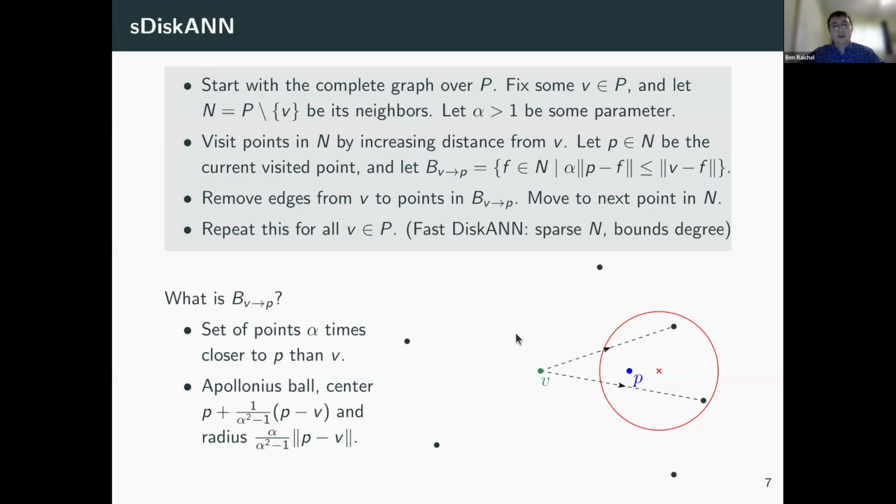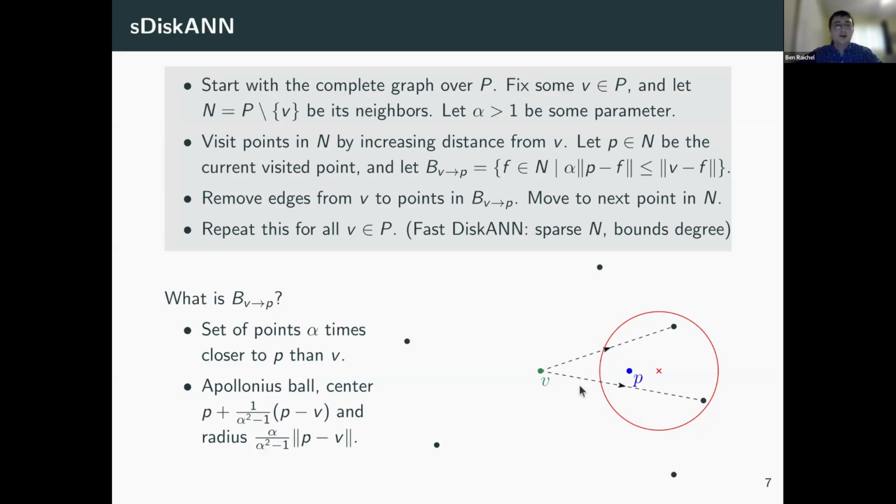Let me remark, at a very high level, what the difference is between the fast DiskANN that's used in practice and the S-DiskANN, which I just described. I'm not going to go into the full details of fast DiskANN because it's a little complicated and it has some optimizations, but the basic idea is there are two main differences that I'll highlight.